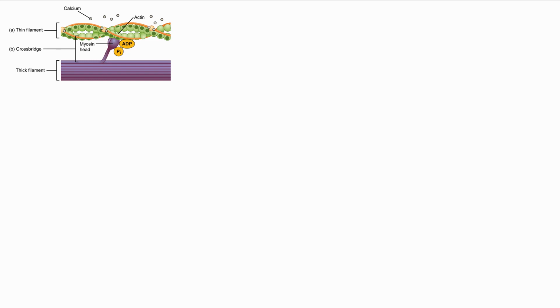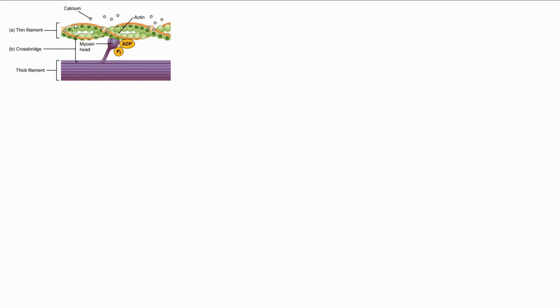For this video, we're looking at crossbridge cycling of the muscle. What you're seeing here, this purple, is going to be the thick filament. It's comprised of the myosin subunits. You can see a myosin head is coming up right here. The thin filament up here is comprised of the green subunits, which are going to be actin.